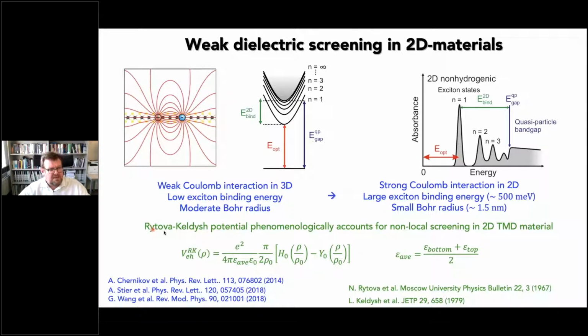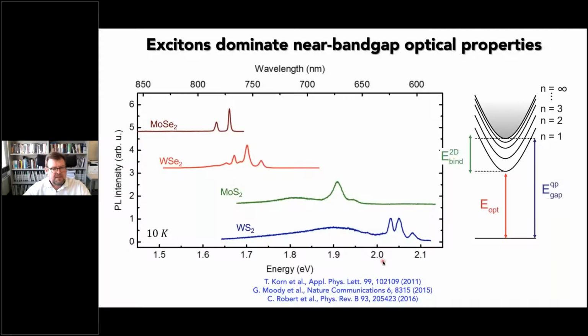For the enthusiast, there's also interesting physics here in the screening, because in a 2D system you don't have a regular Coulomb potential. You have something which looks more like a Keldysh or Rytova-Keldysh potential. And there I showed you what's important is this dielectric constant, which pops up here in the denominator. That is very small in this case, which gives rise to strong electron-hole Coulomb interactions.